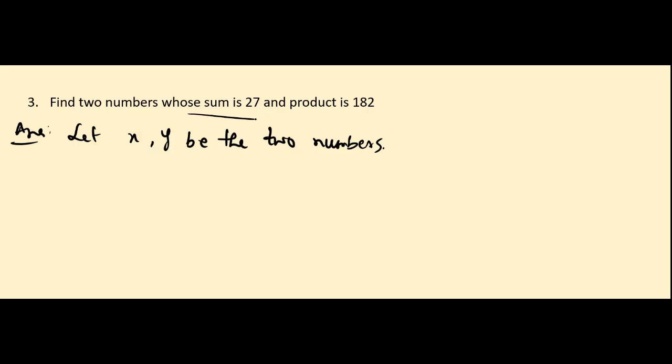They have given whose sum is 27, meaning x plus y is equal to 27. The sum of the two numbers is 27 and the product is 182. The product of the two numbers is 182. We have to make this a quadratic equation in one variable.